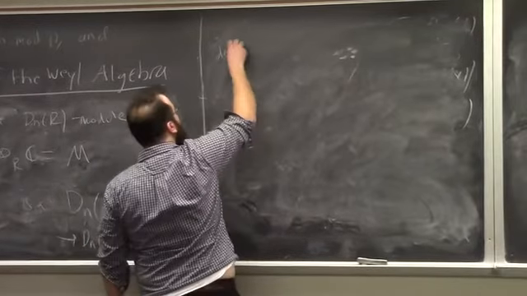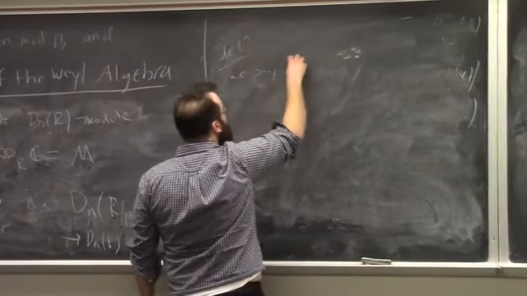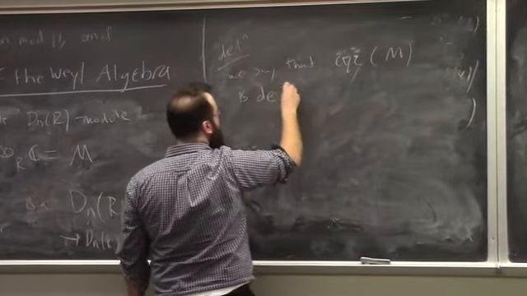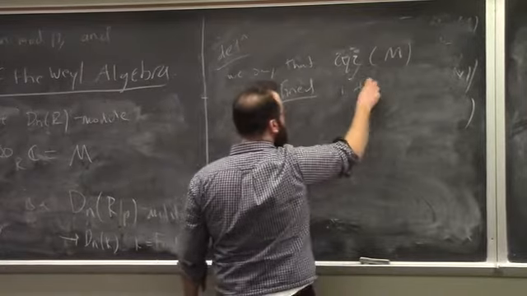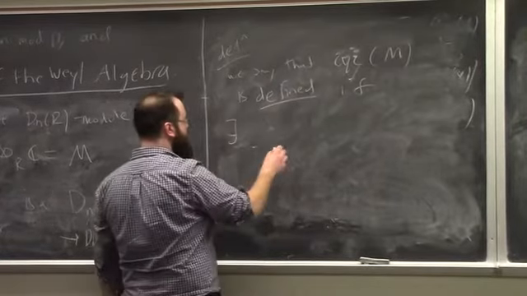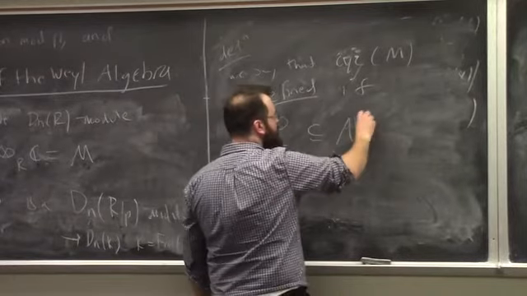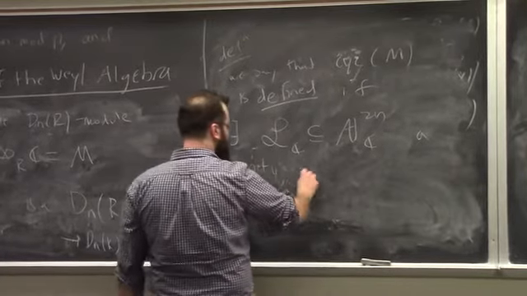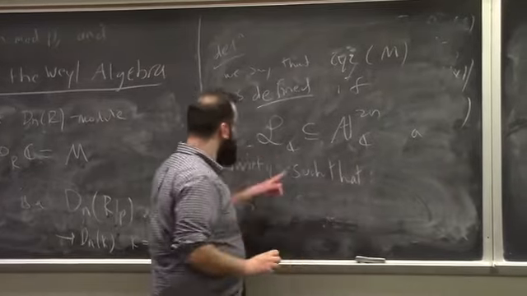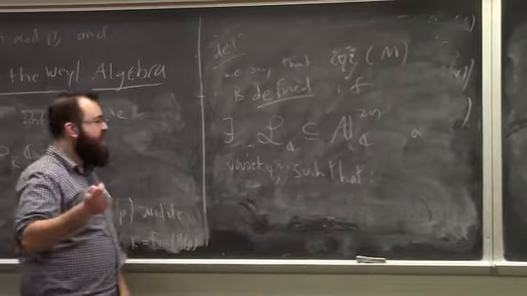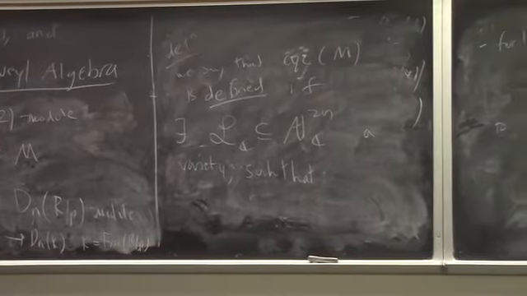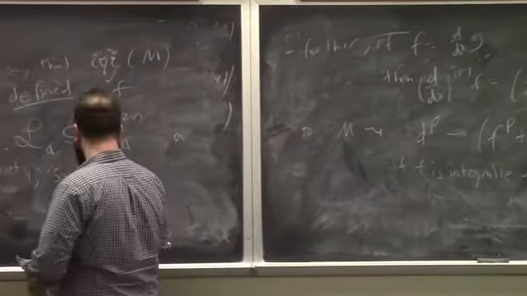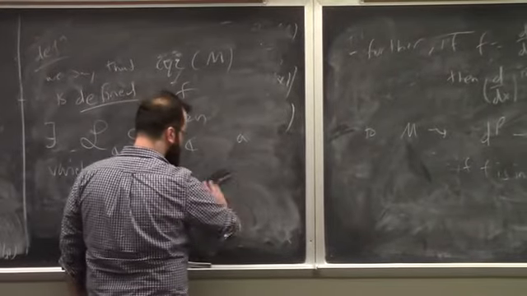So, let's make a definition. We say that the cycle of M is defined if there exists some variety L inside A2n over C, such that, so this L exists in characteristic 0, but now I can play the same game with L that I just played with M. In other words, I can define L over some finite type ring R, and I can take the reduction mod P of L, right?